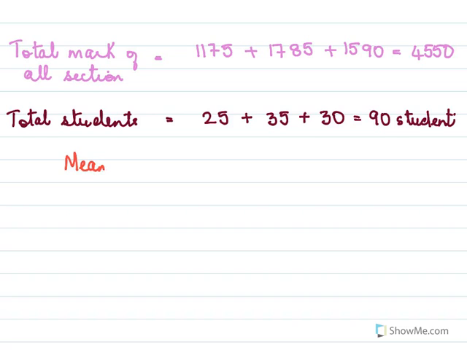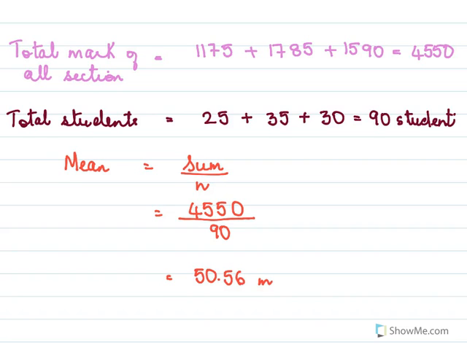So now the total mean or combined mean will be sum over number of observations. So the sum is 4550, number of observations 90, answer is 50.56 marks is the combined mean.